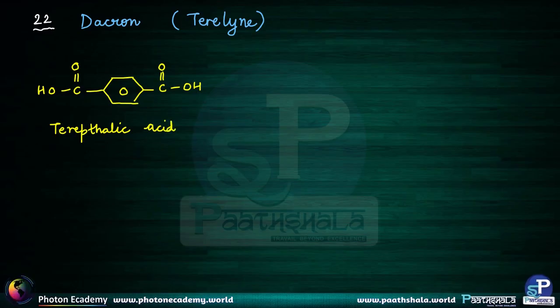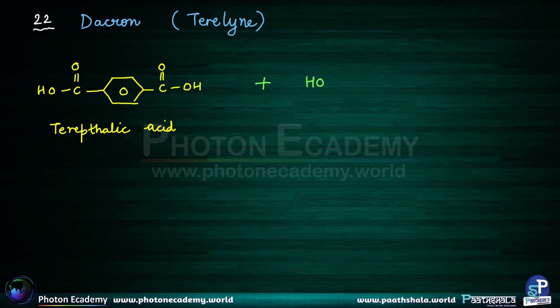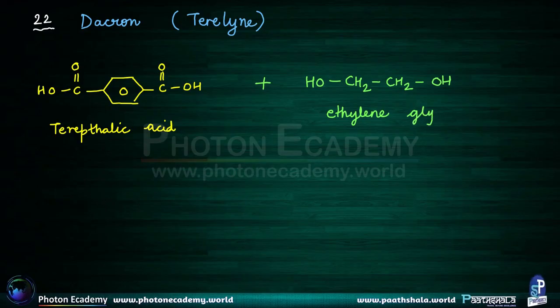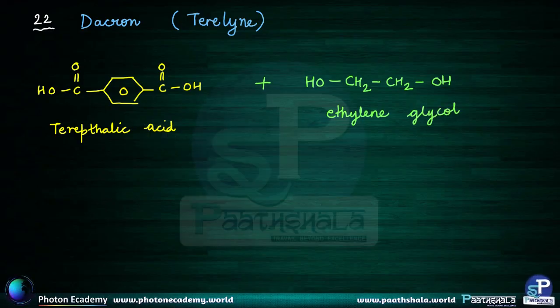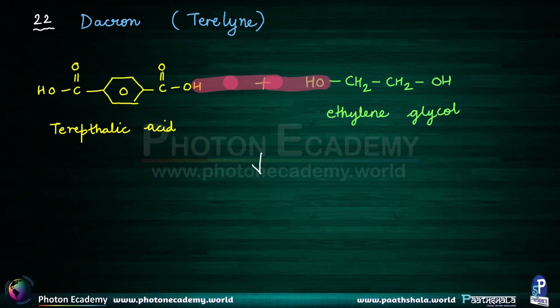and this terephthalic acid is one monomer and the other one is combining with OH, CH2, CH2OH. As you might have guessed, it is ethylene glycol. Now what happens is that here, which two species will be lost is this OH and this. So both of them will be lost. So there's a loss of water molecule. And what we get is a polymer which is known as dacron.